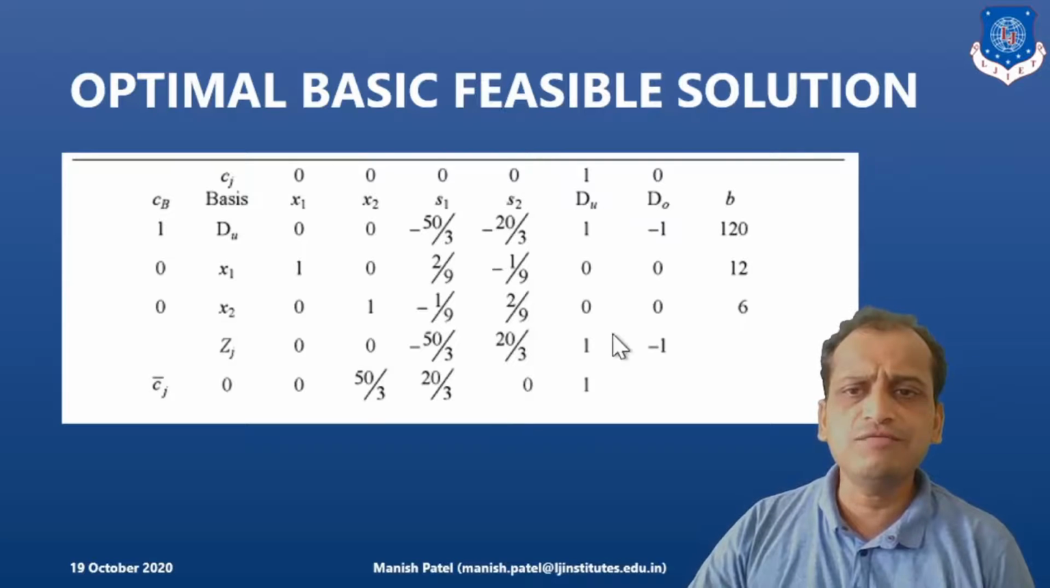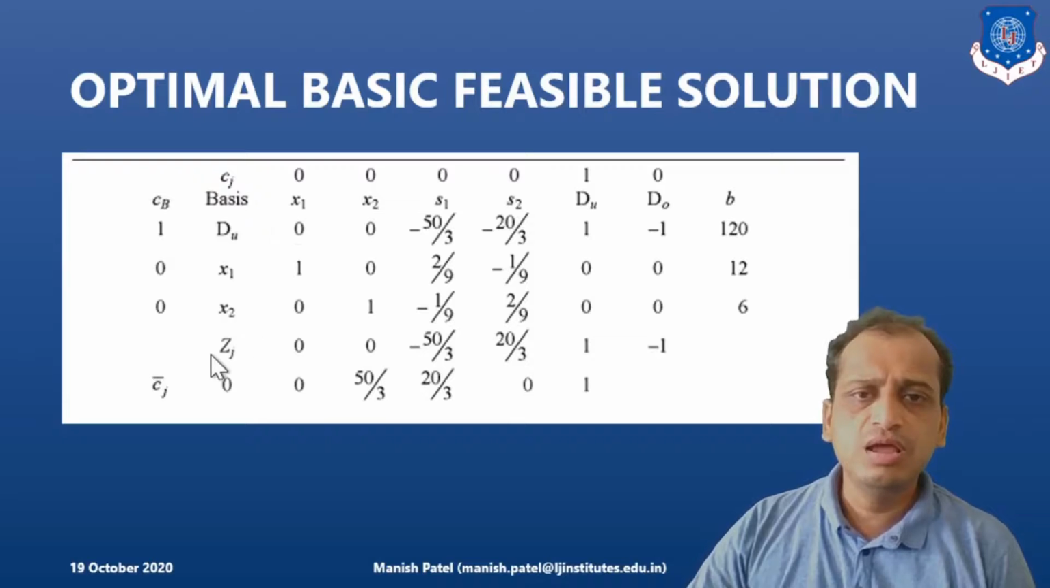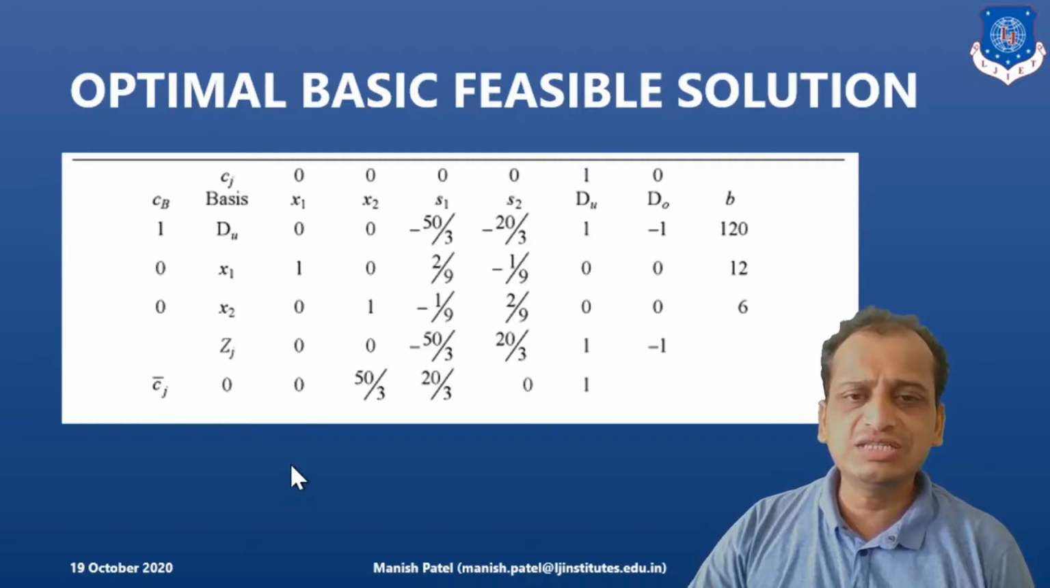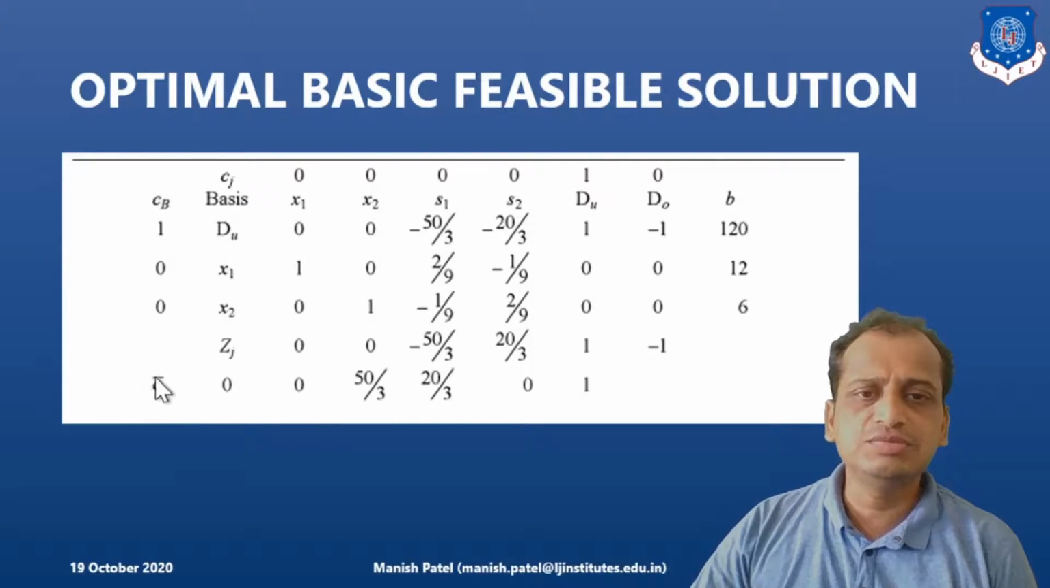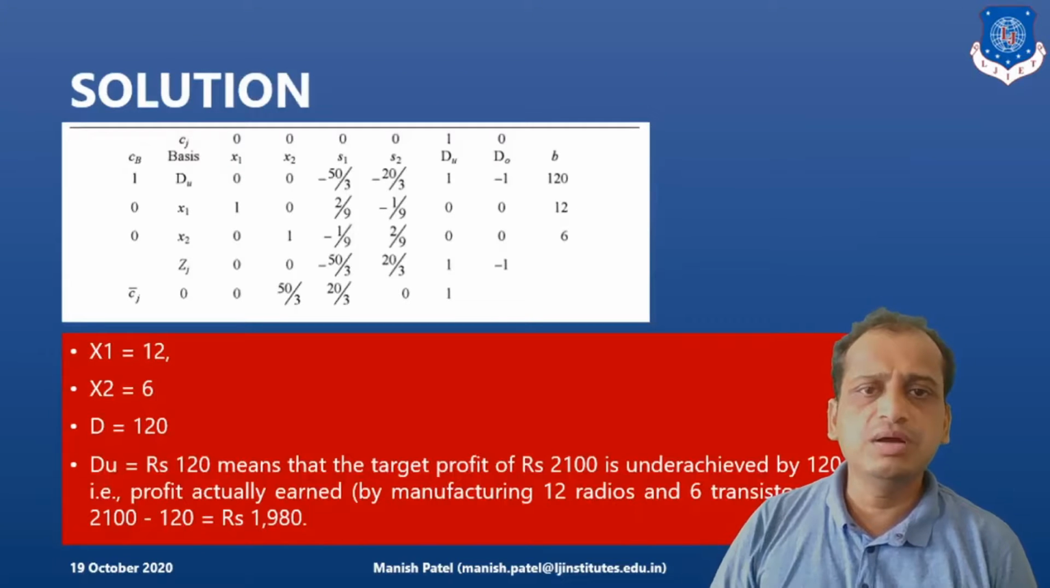In this table, what we have done, again we have put the new values in this table, and we have calculated Zj. Based on Zj, we have also calculated Cj minus Zj. Now the next iteration is not possible because we have arrived at the optimal solution. So how? If you see here, Cj minus Zj, or Cj bar, all the values are coming to be positive or 0. Hence we have arrived at the optimal solution.